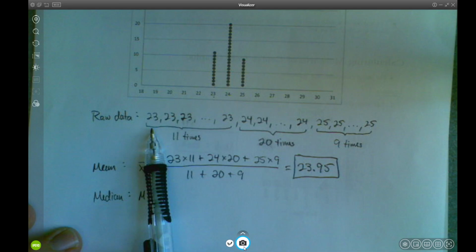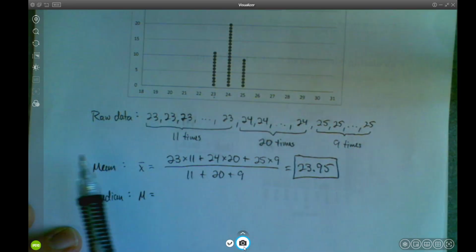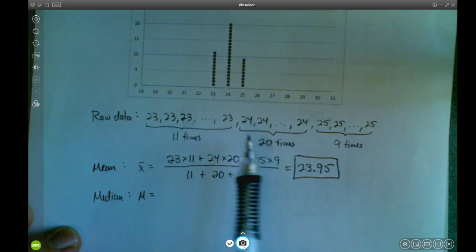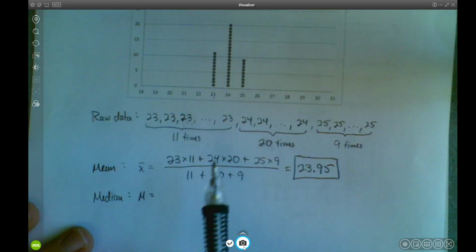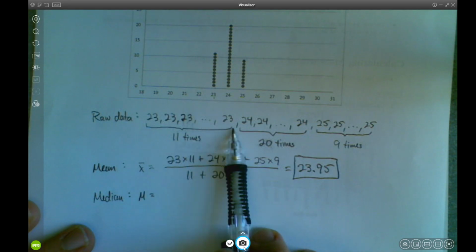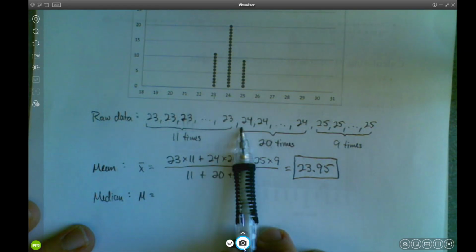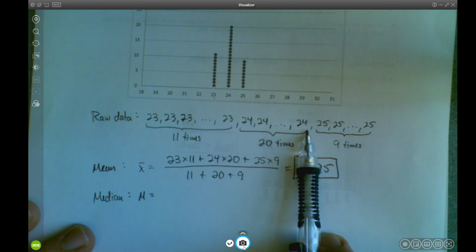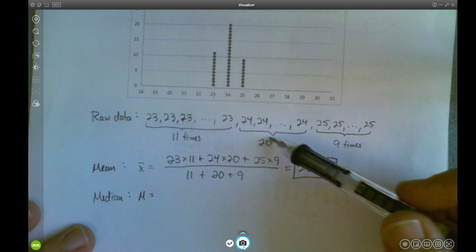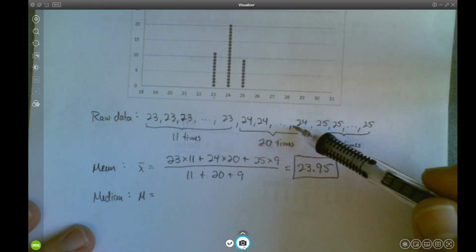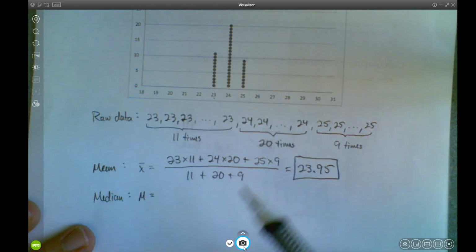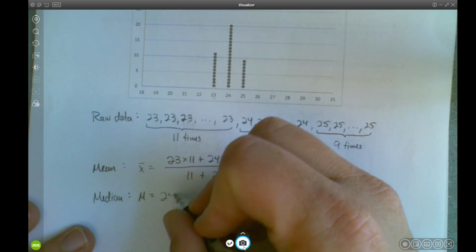So if you think about your raw data, you can think about what value would be between positions 20 and 21? Well, the first 11 values are 23s, and then the next 20 values are 24s. So position 20 and 21 would be somewhere in this list, and they would both be 24s, right? So the median would be 24.